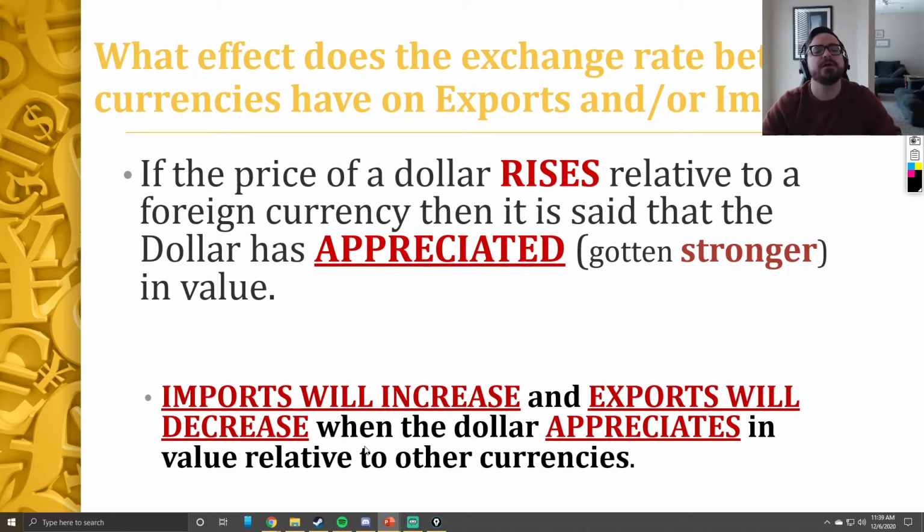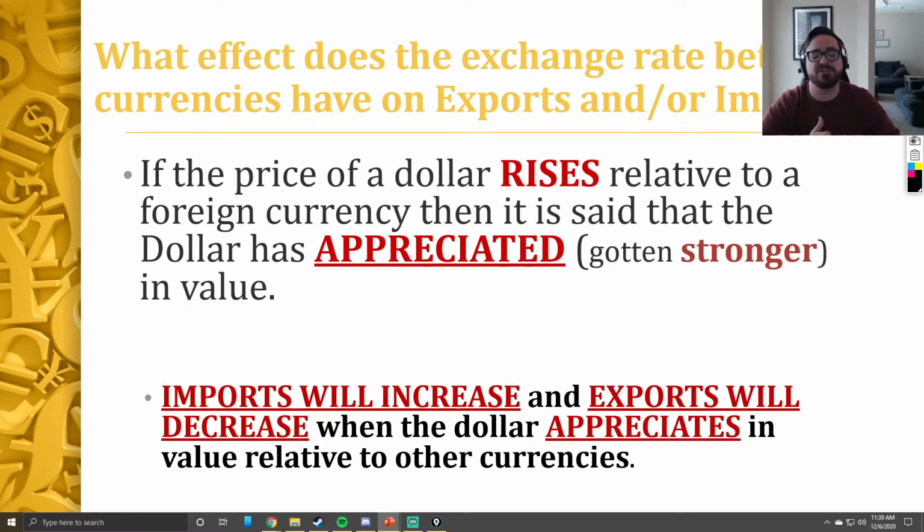Ah, dang it. So if your currency appreciates, you're going to be buying more stuff internationally because your currency is worth more internationally. So you will be importing more. And, importantly, if your currency is worth more and their currency is worth less, they can't buy as much of your stuff now. So your exports will decrease. So when your currency appreciates, imports go up, exports go down.